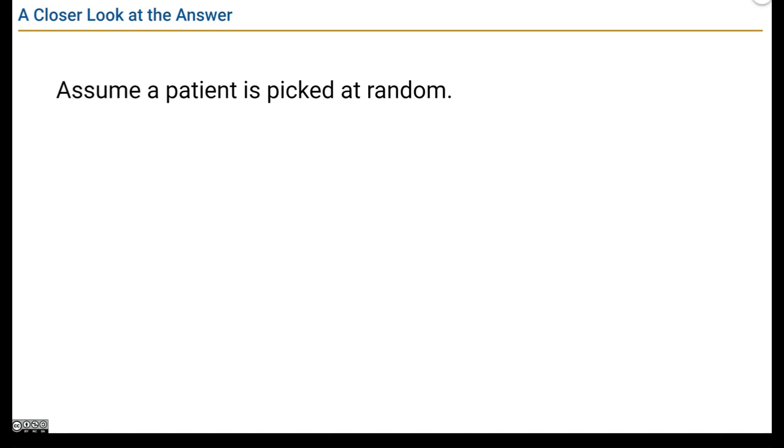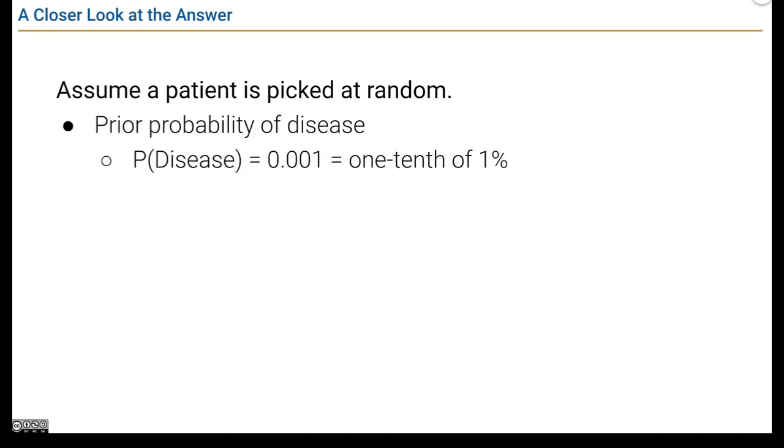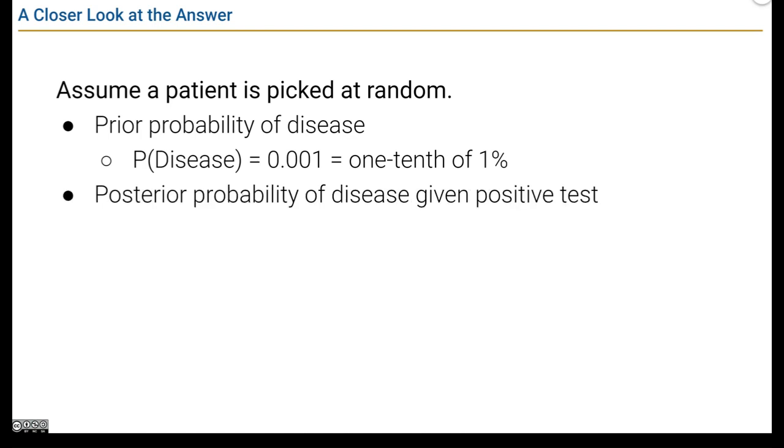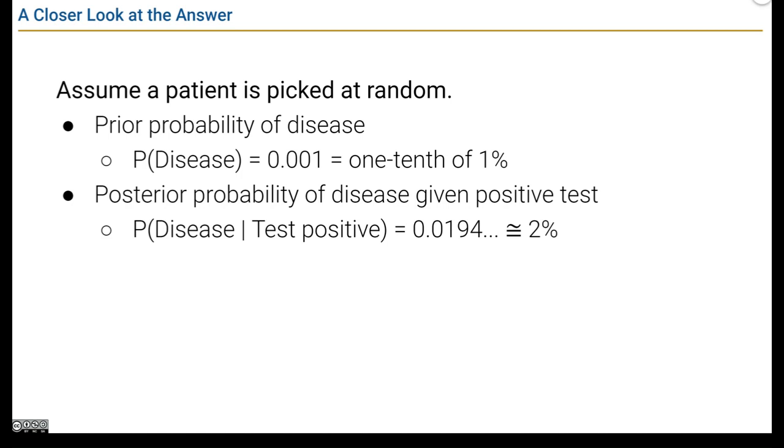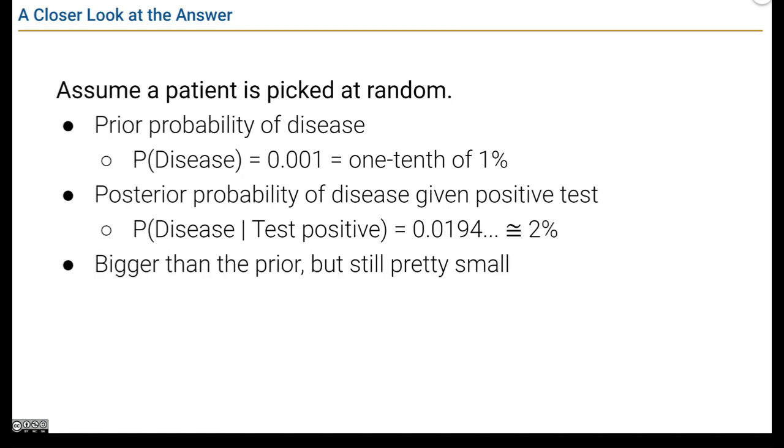And now let's look a little bit closer at why 2% is not completely out of the ballpark or completely out of the realm given these numbers we started with. So we are assuming a patient's picked at random. We know that the prior probability of the disease, so there's a 0.001 chance in the population that a randomly chosen person would have the disease. Then the posterior probability, so my updated probability of the disease given a positive test, ends up being 2%. It's bigger than my prior, but it's still pretty small.